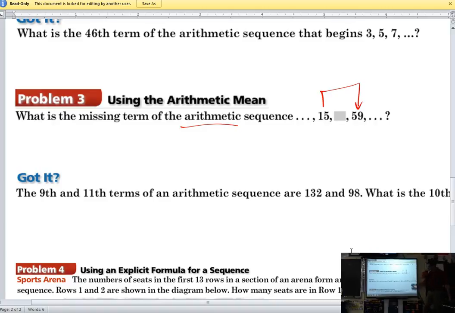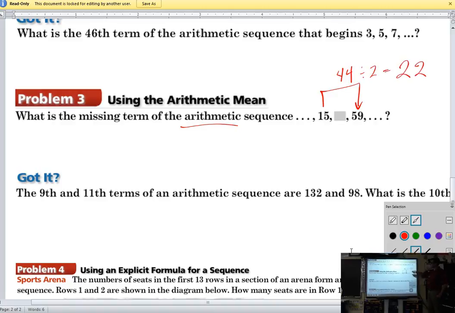44. This change, that was way harder than it used to be, is 44. How many changes gets it from 15 to 59? 2. So we divide that by 2, and we find out that the common change is 22, which makes this 37. Now, there's an easier way to do this, actually. You would make arithmetic mean.